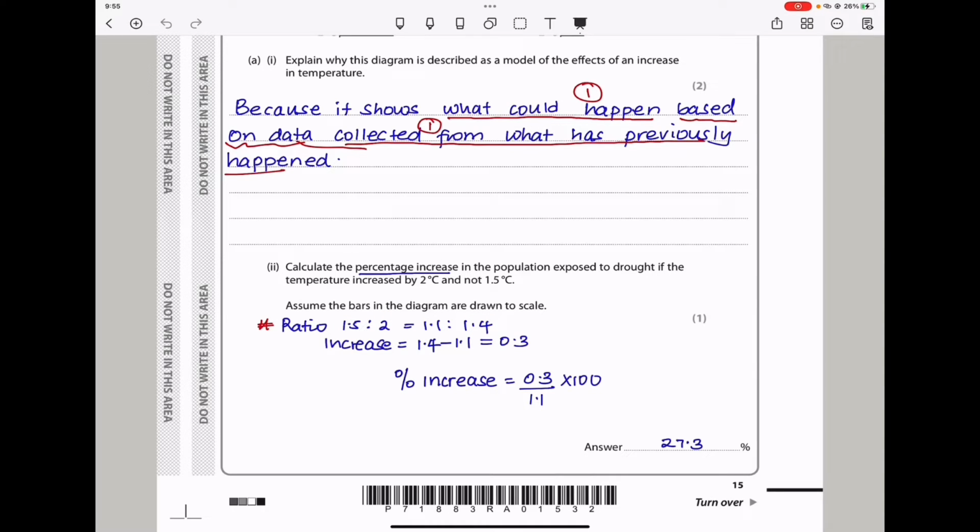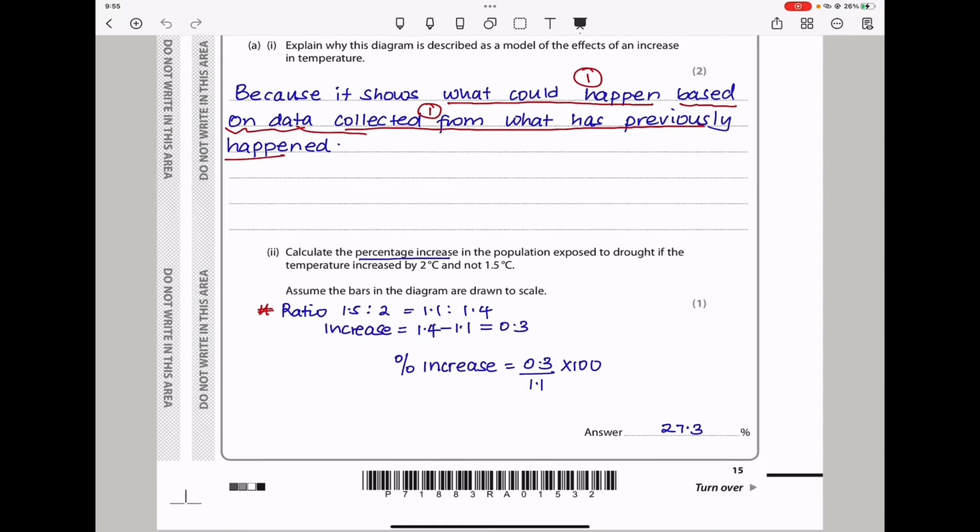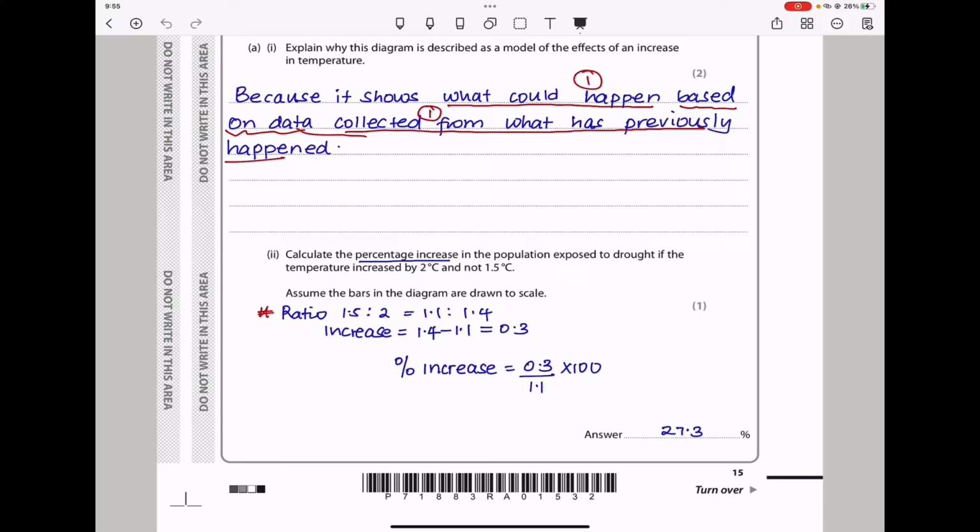It means if I'm taking the ratios, the increase is going to be that minus that, which gave me 0.3. So percentage increase should be 0.3 divided by 1.1 times 100, which gave me 27.3%. Moving on.